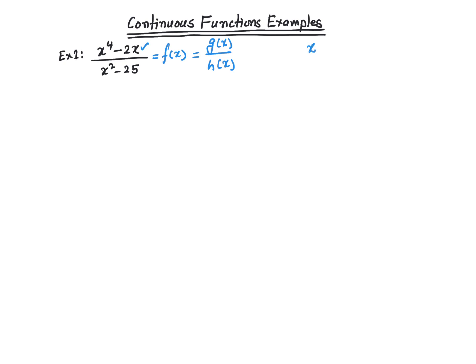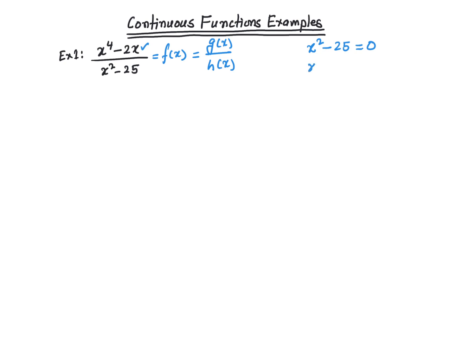The way we find out where the denominator is going to be 0 is by actually setting the denominator to 0. So we're going to take x squared minus 25, set it equal to 0, and solve for x values, which will tell us that, for these x values, the denominator is going to be 0.